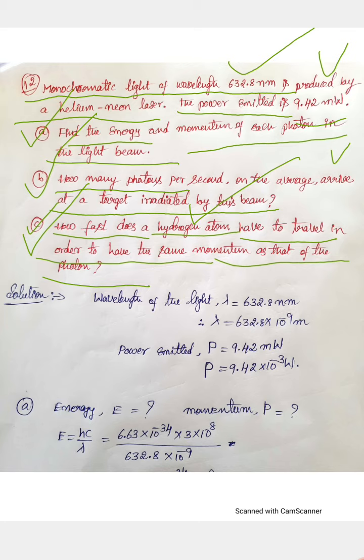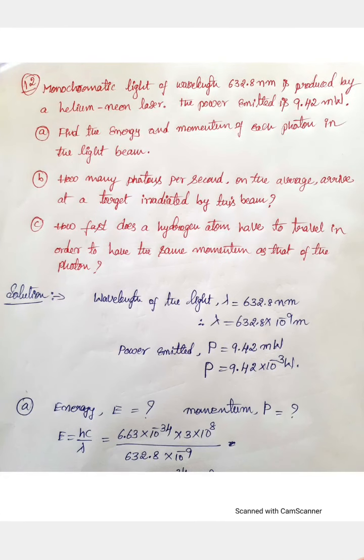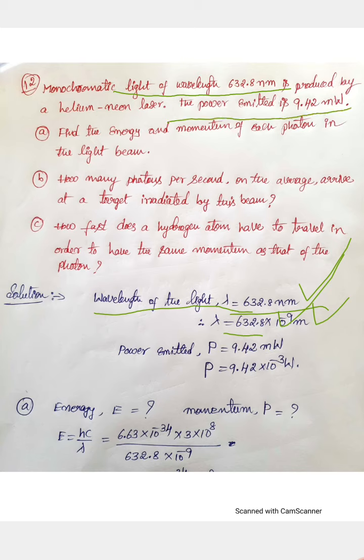Now we are going to solve the first one, A. Write the given data, that is they have given the wavelength of the light. Have they given the wavelength of the light? Yes, in the starting itself they have mentioned, that is 632.8 nanometer. That is in terms of the SI unit, 632.8 into 10 to the power minus 9 meter. 10 to the power minus 9 is the power used to indicate the prefix nano. Next, they have given power emitted is 9.42 milliwatt.